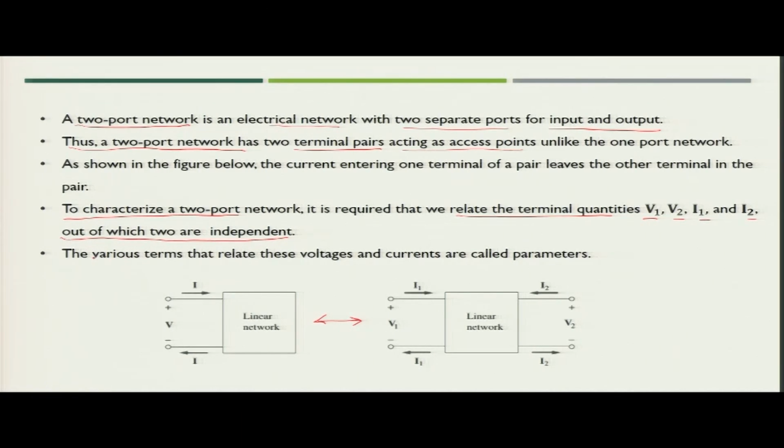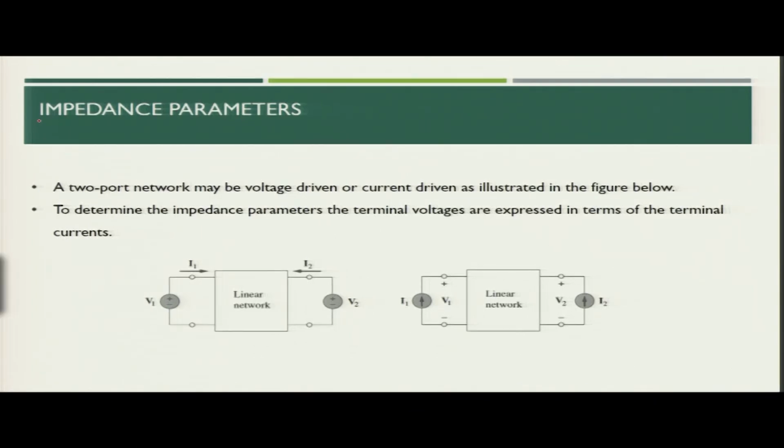Now, when you say circuit parameters, basically the various terms that relate to these voltages and currents are called circuit or network parameters. So, you can say there might be V1 upon I1, V2 upon I2, or I2 upon V2, I2 upon V1, and so on. There would be multiple circuit or network parameters which we need to find out. So, first we will try to understand the impedance parameters. What are those impedance parameters? Now, the two port network may be voltage driven or current driven, as we can see from the figure.